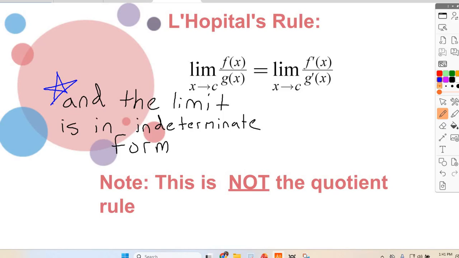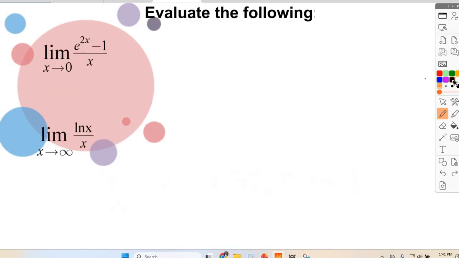Alright, you ready for a new table? These are kind of fun. Alright. So I have the limit as x goes to 0 of (e^(2x) - 1) divided by x.